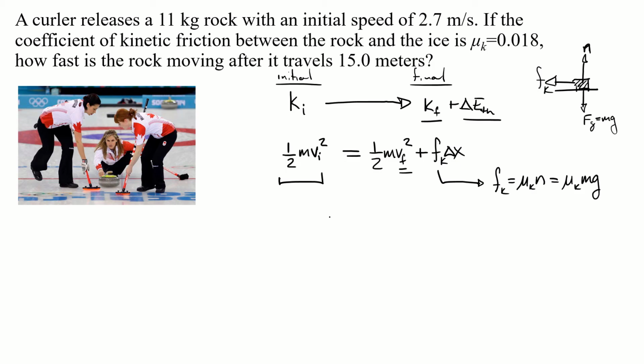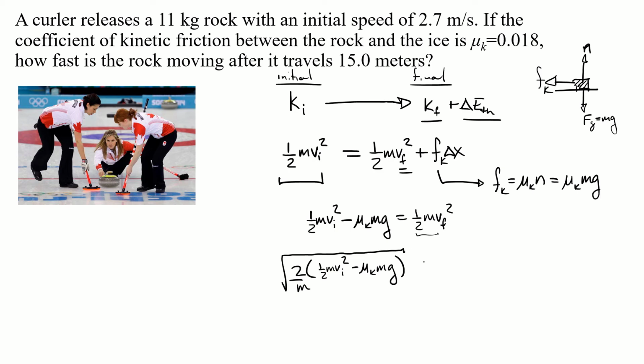So we can solve this equation. We can do some algebra. We have 1/2 m v initial squared minus mu k mg delta x is equal to 1/2 m v final squared. If we want to do a bit more algebra, we have 2 divided by m, if we bring this over, times 1/2 m v initial squared minus mu k mg delta x is equal to vf squared, or if we take the whole square root of that, it's equal to vf. So that was a lot of algebra in sort of one step, but hopefully we can do that.